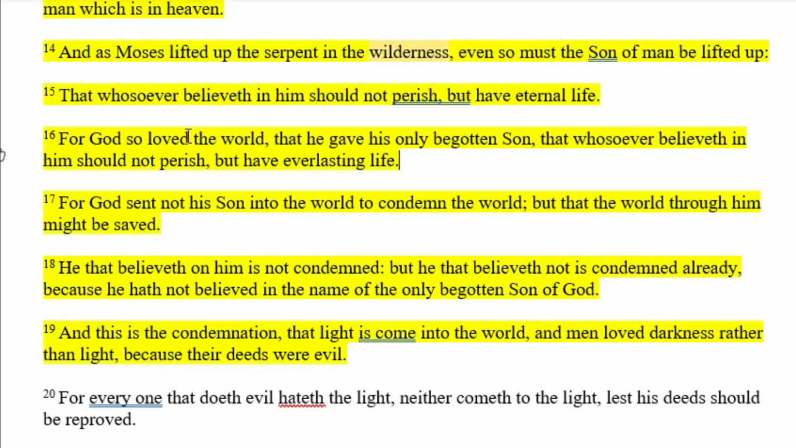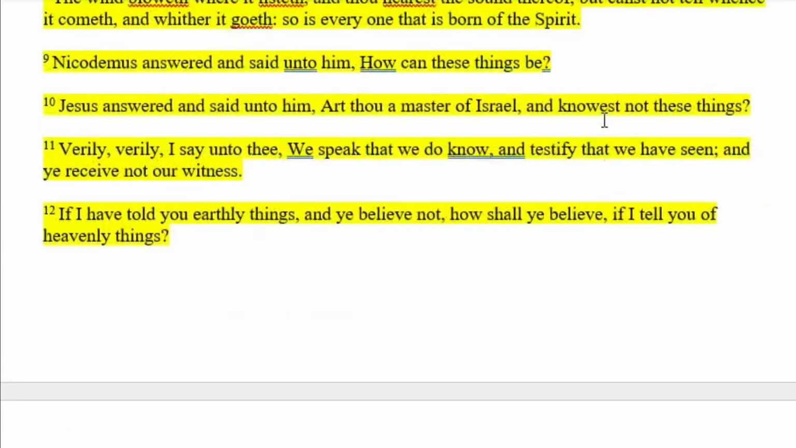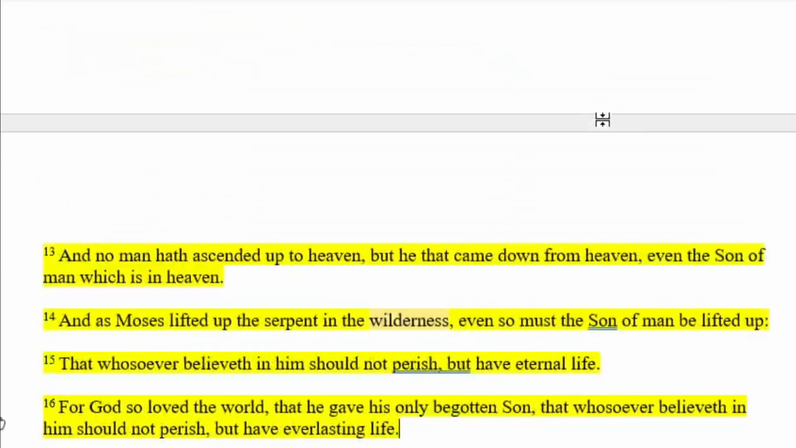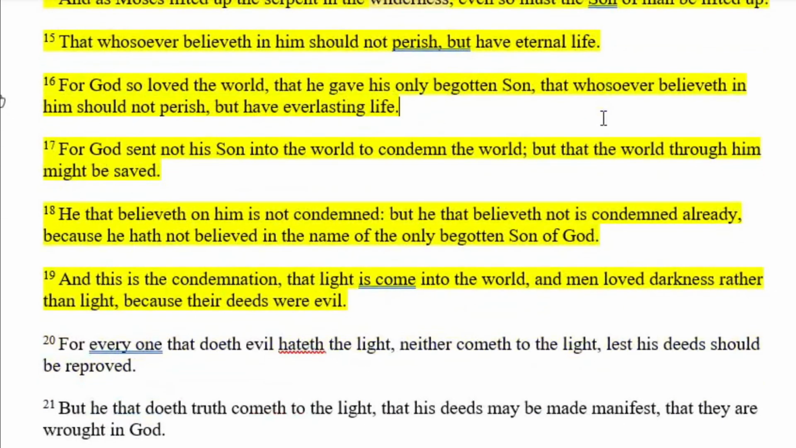That whosoever believe in him should not perish but have everlasting life. Okay, so we're getting ready to go through this spiritual healing up here. That's what this is set up for. And this isn't enough. It's not enough just to connect with the Son and the God. We have to start doing some healing.